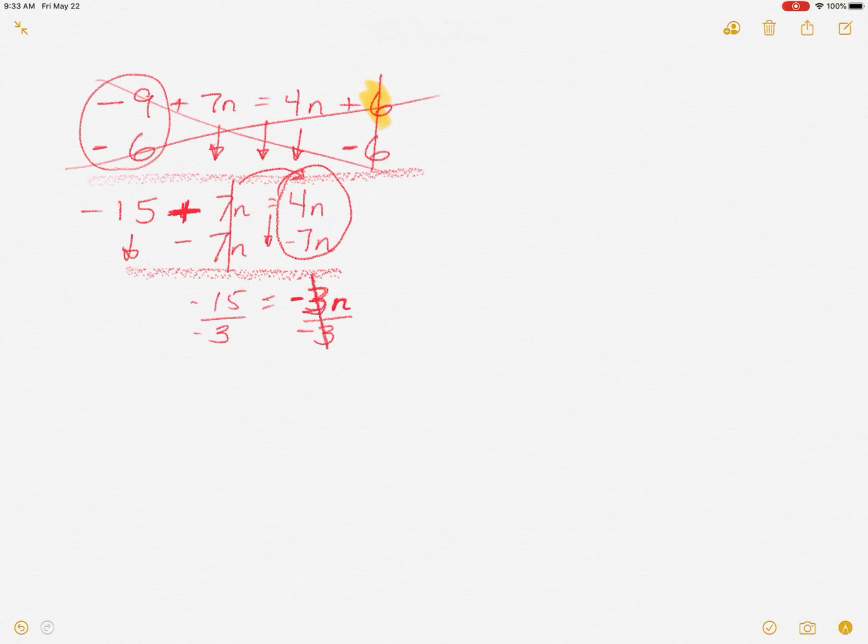And -3 divided by -3 gives me a positive 1n. And then I've got a negative 15 divided by a negative 3. A negative divided by a negative gives a positive, so that's going to end up a positive 5. Now, I don't need to write the 1 as a coefficient in front of n because it's understood if I just have an n that it is 1n. So n equals 5. All right?